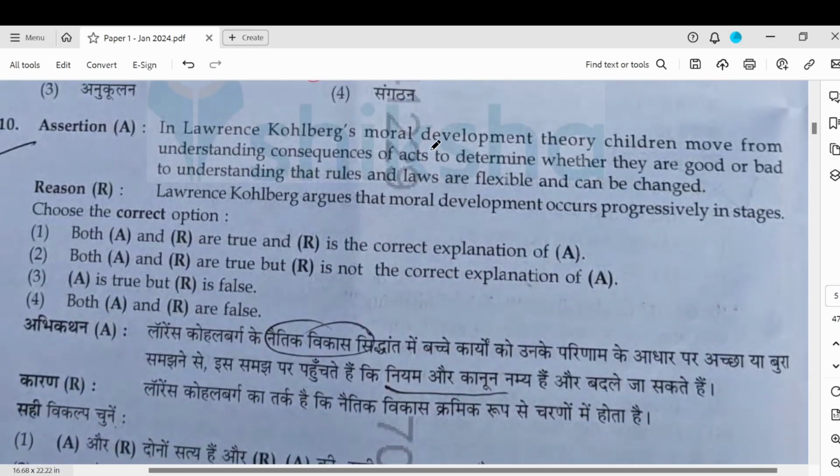In Lawrence Kohlberg's moral development theory, children move from understanding consequences of acts to determine whether they are good or bad to understanding that rules and laws are flexible and can be changed. So this is correct. So they do move from this, and Lawrence Kohlberg argues that moral development occurs progressively in stages. So both A and R are correct, and R is the correct explanation of A.